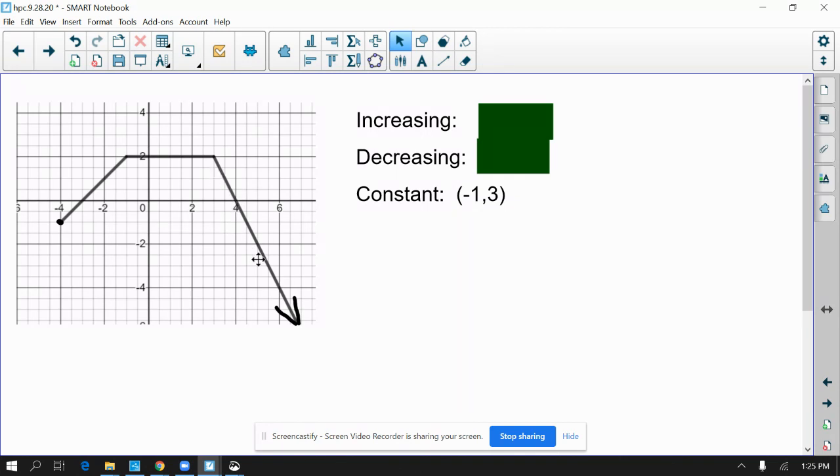Decreasing. Well, it's decreasing obviously right here, but how do you express that? From what x value to what x value? Starting with the x value 3 all the way to infinity. And then it's increasing in this section. What are those x values? From -4 all the way to -1.